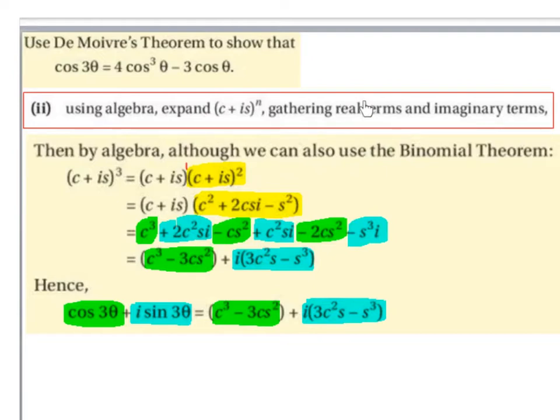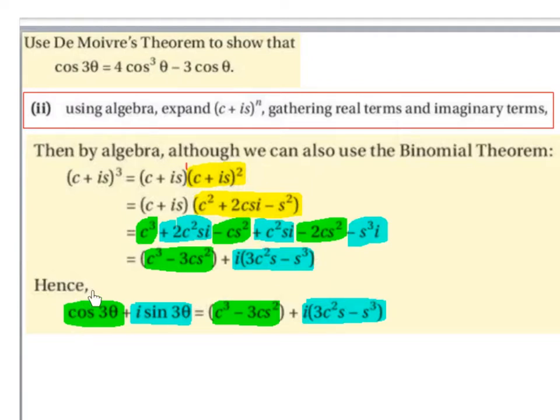And then is times minus s squared gives us minus s cubed i. So next we're going to gather the real terms. So c cubed minus cs squared and minus 2cs squared gives us c cubed minus 3cs squared. So these are any terms without i's. Next we gather the imaginary terms. So we have 2c squared si plus c squared si minus s cubed i, which gives us i times (3c squared s minus s cubed). So we factorize out the i.